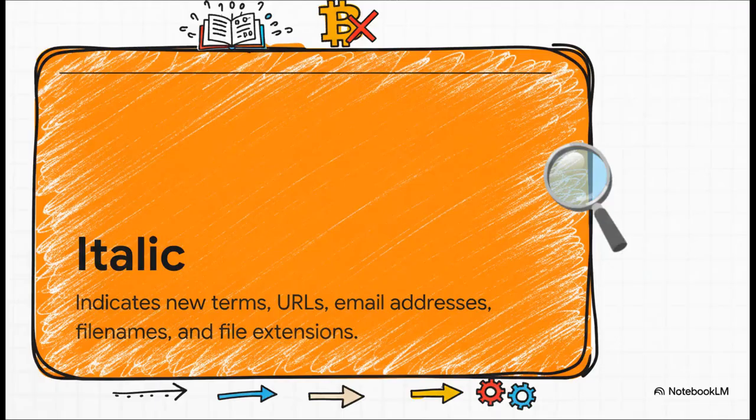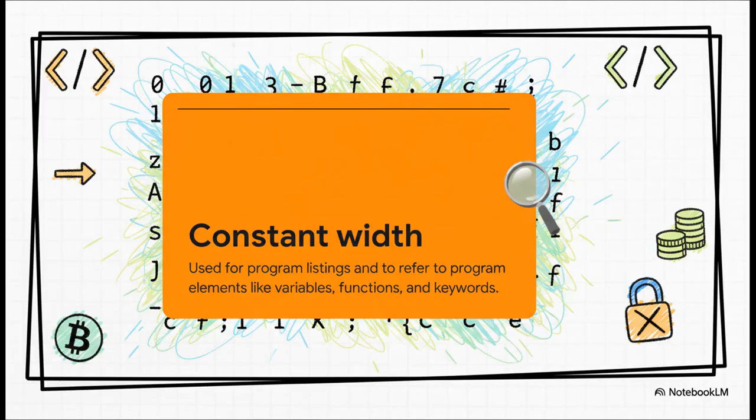First up, italics. Think of this like a little signal flare. Whenever you see italicized text, it should send a little ping to your brain that says, hey, pay attention, this is something specific. It could be a brand new term that's about to be defined, a URL, or a really important file name.